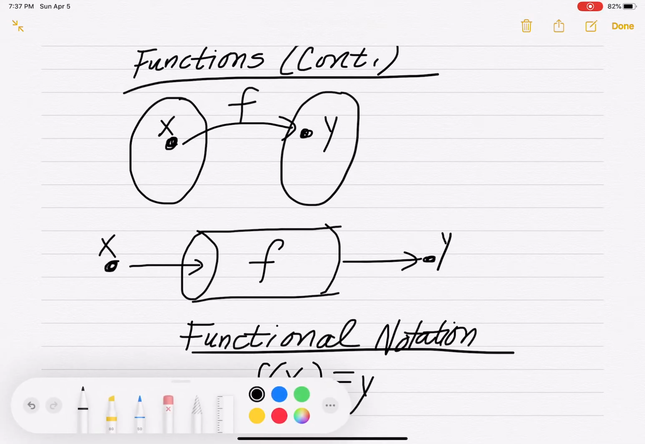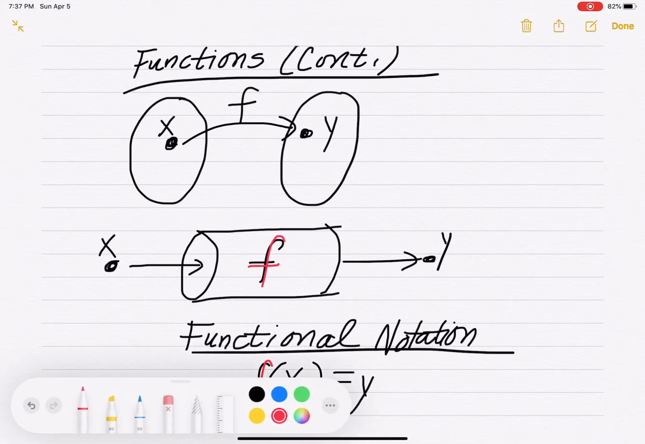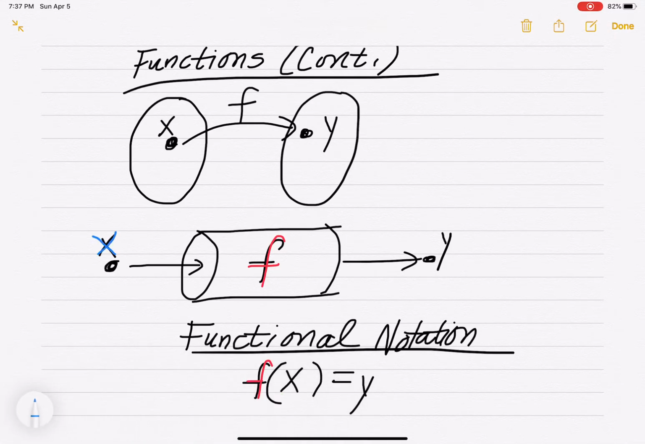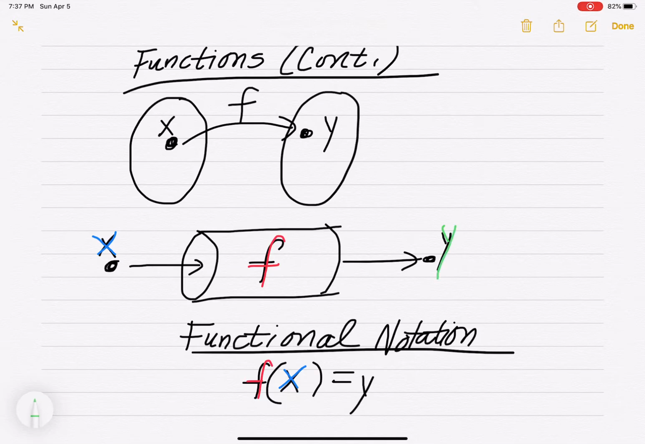So the idea is you've got this function here, f. The input is x, and the output on the other side is y. So f of x equals y. So x goes into the red machine, and it comes out the other side as a y.